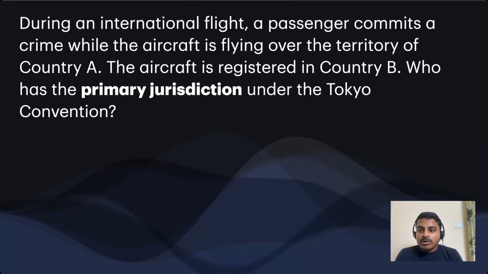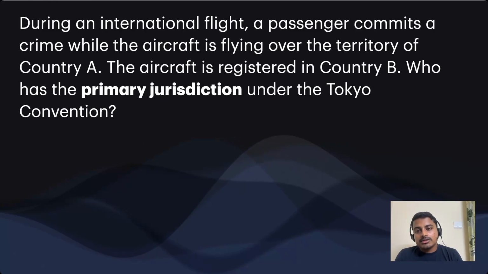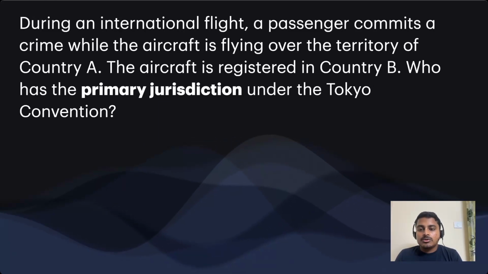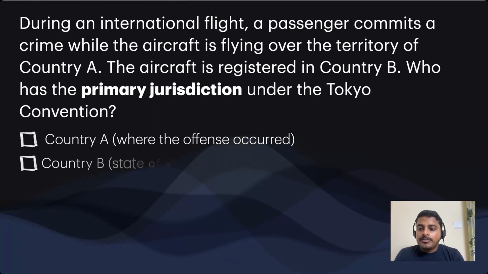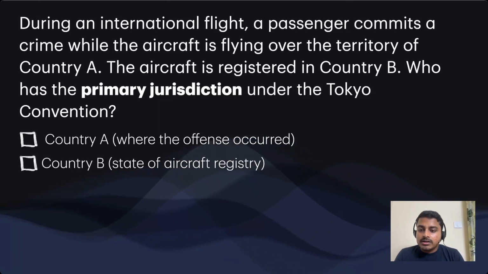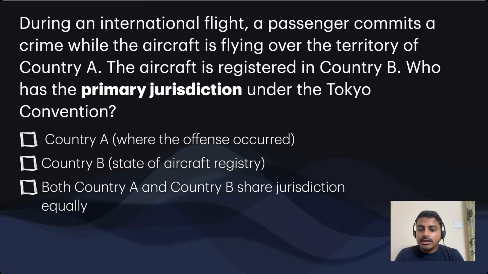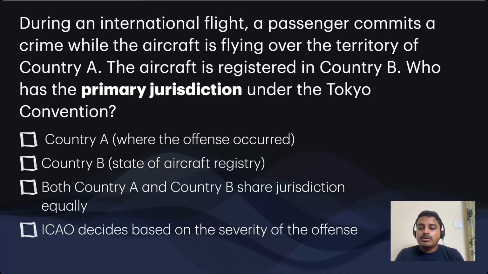Whenever an offense is committed on board, the primary jurisdiction belongs to the state of registration, is what we need to remember. The options are country A, where the offense occurred; country B, state of registry of the aircraft; both country A and country B share jurisdiction equally; ICAO decides based on the severity of the offense. Right? So the correct answer is country B, because country B is the state of registration of that aircraft.